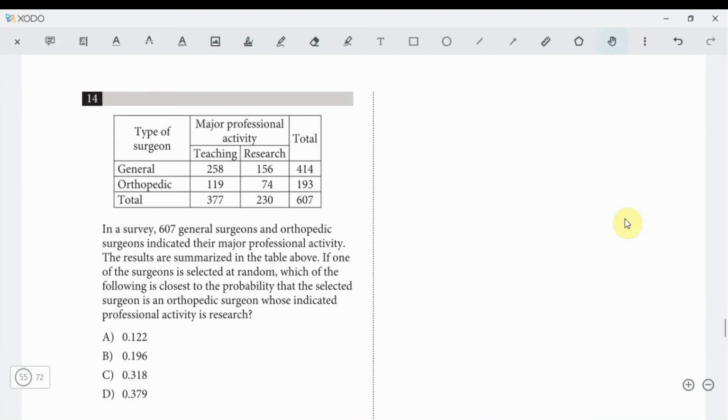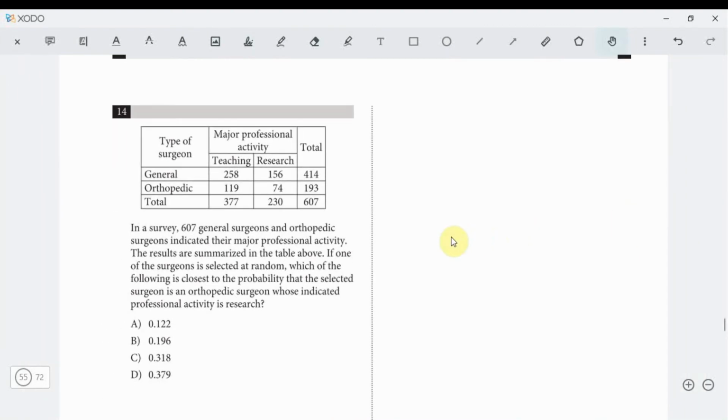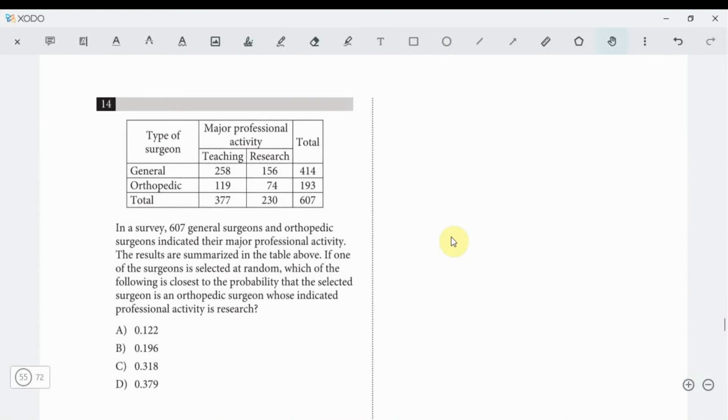Alright, question 14. My favorite topic, probability. Because it's a part of statistics. So this says in a survey, 607 general surgeons and orthopedic surgeons indicated their major professional activity. The results are summarized in the table above. If one of the surgeons is selected at random, which of the following is closest to the probability that the selected surgeon is an orthopedic surgeon whose indicated professional activity is research?